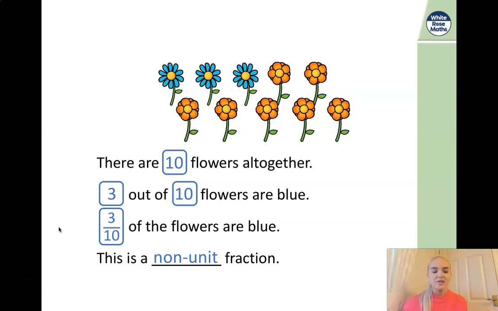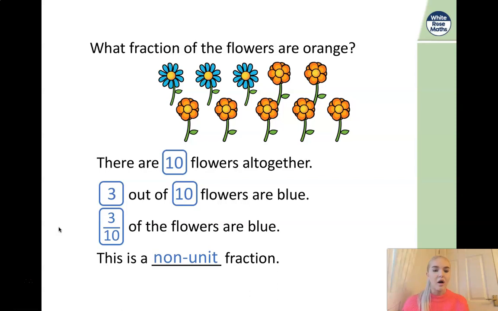Now, if I want to work out which fraction of the flowers are orange, what might my new fraction be? Pause the video and have a think. Okay, we can still use the same format knowing that there are 10 flowers altogether, but this time we are working out the orange flowers. So this time it would be 7 out of the 10 flowers which are orange, so 7/10 of the flowers are orange. Is this a unit or a non-unit fraction, and why? Well done, it's a non-unit fraction because it has a numerator greater than 1, because it has a numerator of 7. Fantastic work, Year 4.